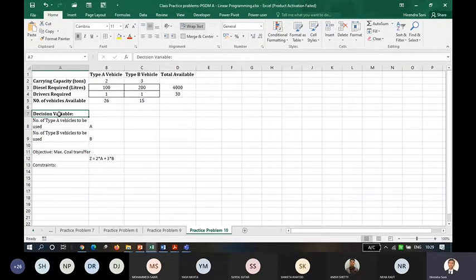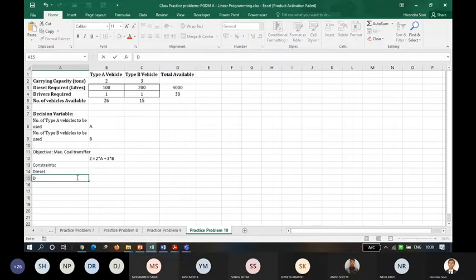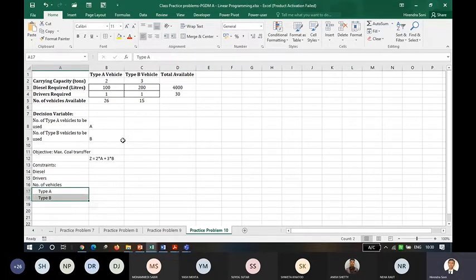Now, what would be my constraints? What we are working out now is basically formulation. ठीक है? What would be my constraints? First constraint would be diesel. Correct, na? Second constraint क्या रहेगा? Drivers. और थर्ड क्या रहेगा? Number of vehicles. Correct? Number of vehicles में of type A and of type B. बराबर है इतना तक?